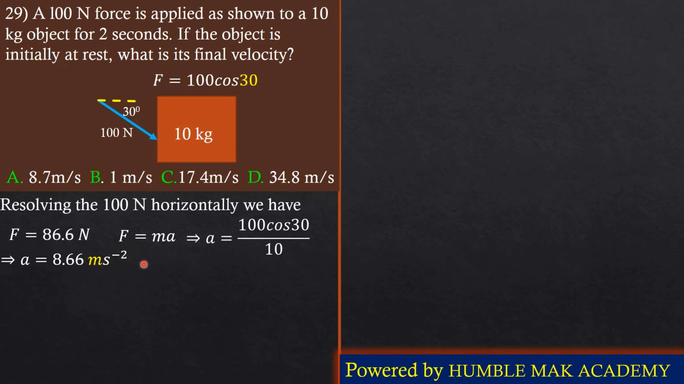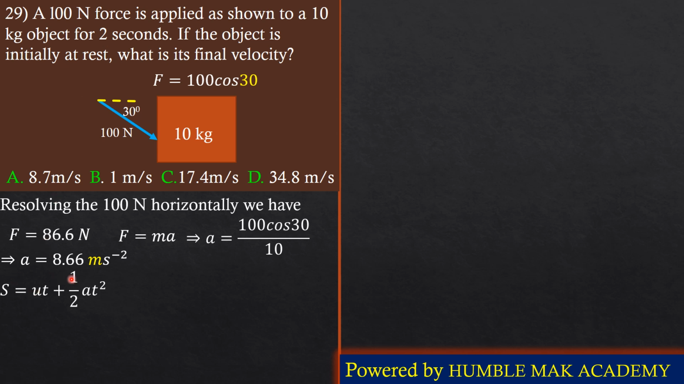Now that we have the acceleration, guys, we can go ahead to calculate the distance covered by this object in that time interval. So we are going to use the formula s equals ut plus 1/2 at squared. Keep in mind that it started from rest, right? It therefore means that our u in this case is 0.